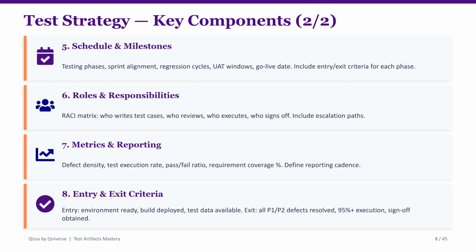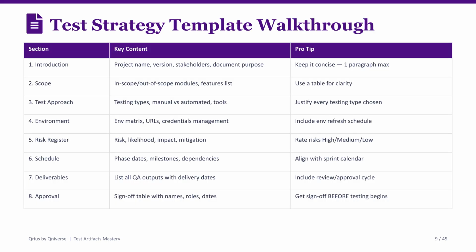Further components cover the schedule and milestones, roles and responsibilities, metrics and reporting mechanisms, and clear entry and exit criteria for testing phases. When crafting your test strategy, remember that sections like the introduction should be concise. Use tables for scope clarity and justify every testing type chosen. Ensure key elements like the risk register and schedule are properly detailed and aligned.